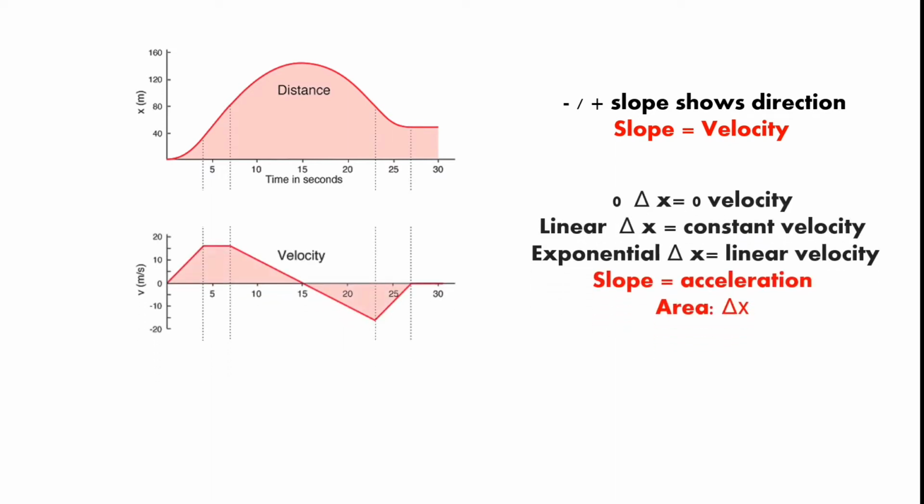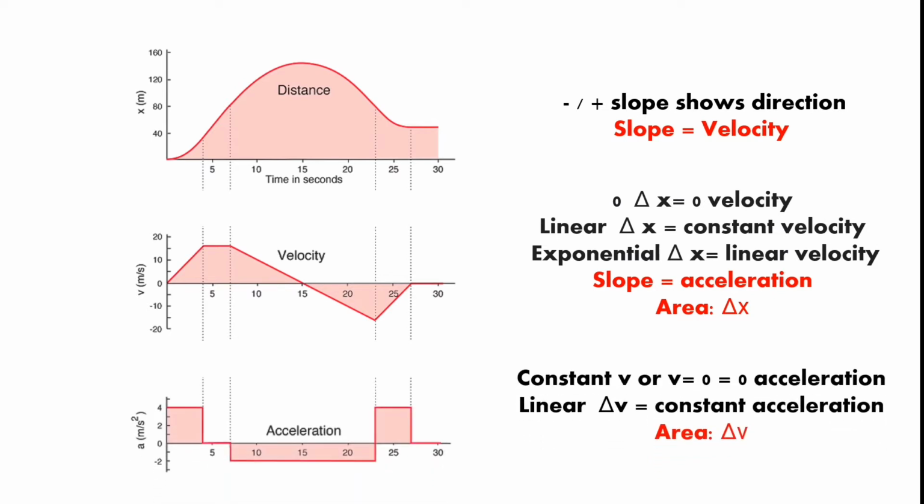When there are no changes in the position, the velocity is 0. When the position is changing linearly, the velocity is a constant non-zero. As for when the position is changing exponentially, it indicates the velocity is changing linearly. The slope of a velocity time graph reveals the acceleration, and the area of the velocity time graph depicts the displacement. When the slope of a velocity is constant or 0, there is 0 acceleration.